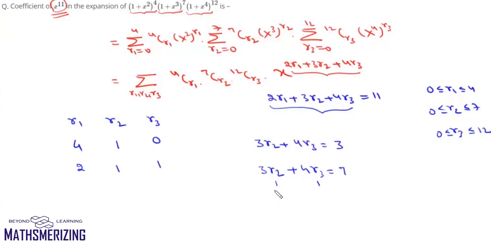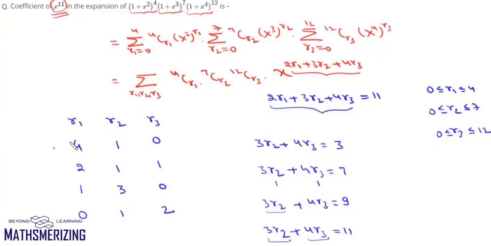Now what if I take r1 as 1? So if I take r1 as 1, in that case, we'll get 3r2 plus 4r3 and this value should be 9. So in this case, it'll be 3 here and 0 here. So r2 should be 3 and r3 should be 0. And finally, I'll take the case when r1 is 0. So if r1 is 0, we'll get 3r2 plus 4r3 equals 11. So in this case, r2 should be 1 and r3 should be 2. So we have these 4 possibilities.